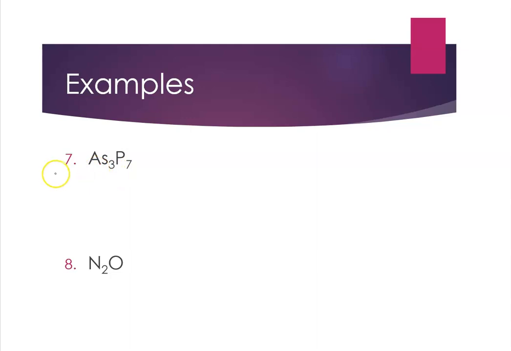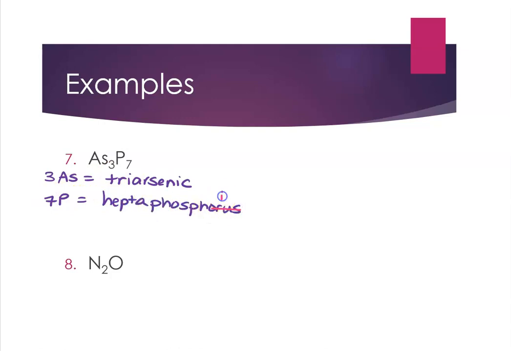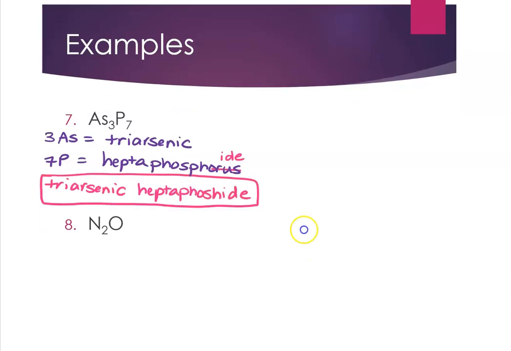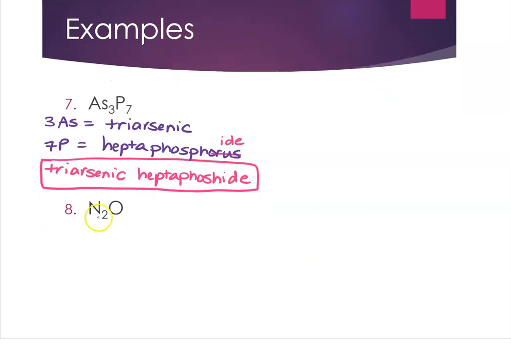All right, so if we look at this, we have 3 As. So my prefix for 3 is tri, and then my element here is arsenic, and then I have 7 Ps. 7 is hepta, and P is phosphorus. And then I have to change the ending here to IDE, so this becomes triarsenic heptaphosphide. Okay, let's look at this next one.